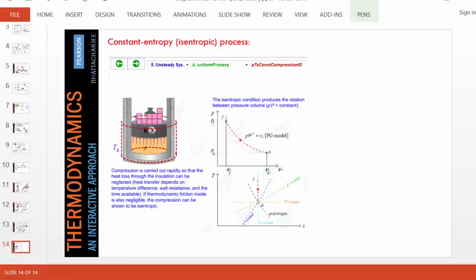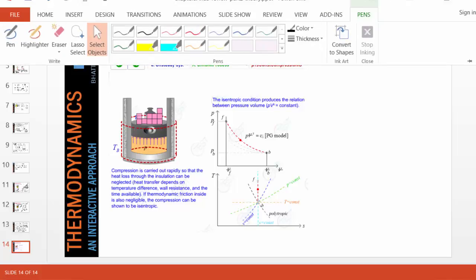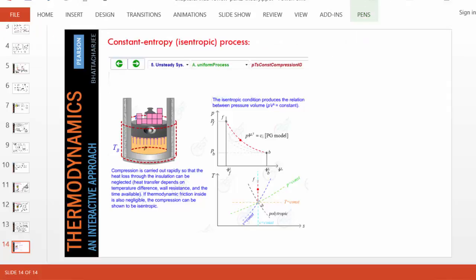And finally, let's go over the constant entropy process. That's the last process we'll describe before we go to some problem solving. A constant entropy process in a TS diagram is very simple, right? Entropy doesn't change, so it'll go along up and down. Now, what is a constant entropy process? First of all, suppose I'm compressing a gas and it's insulated. There is no heat transfer.